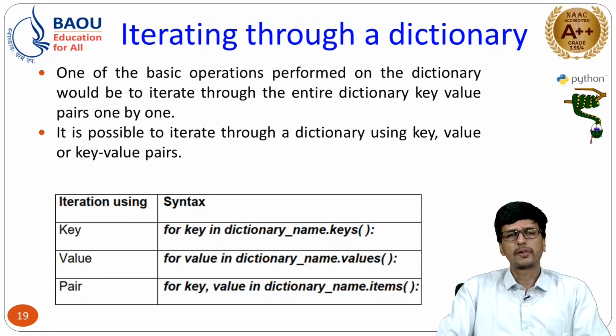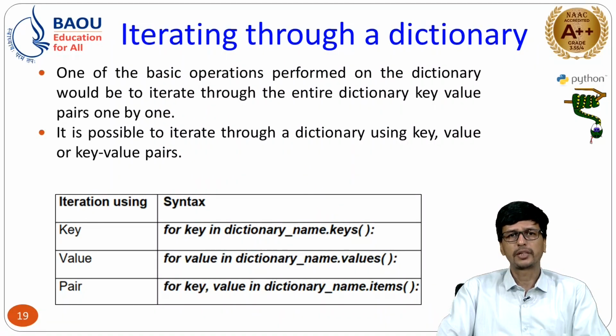Now suppose you are required to fetch all the key value pairs, then how is it possible? You can iterate with keys, you can iterate with values, or you can iterate with pairs. There are multiple options with the help of which you can iterate over the dictionary, right? So first is key. How can you iterate with the help of keys?